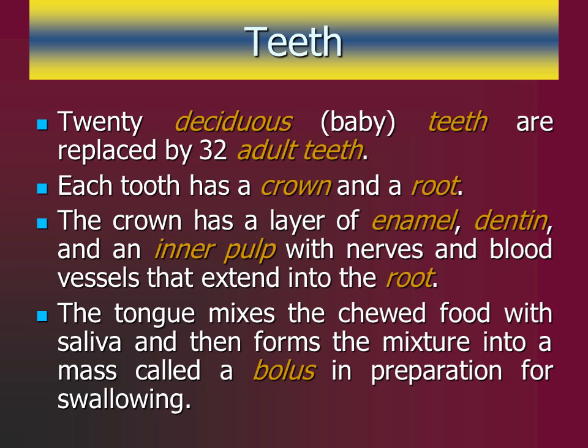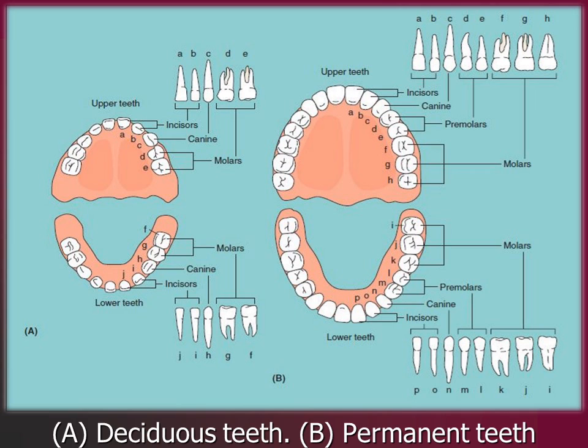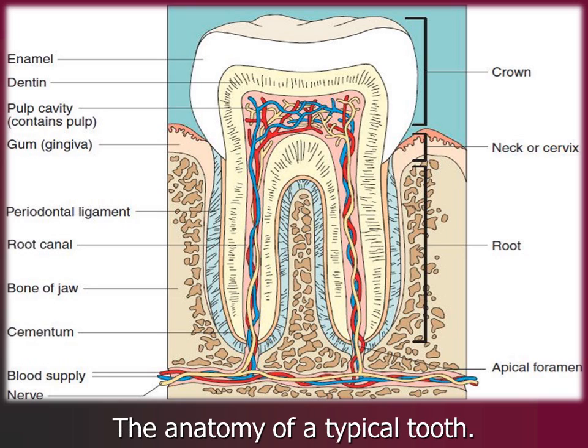Narrow extensions of the pulp cavity project into the root, called root canals. At the base of each root canal is an opening, the apical foramen, through which blood vessels and nerves enter the tooth and become part of the pulp. The dentin of the root is covered with another substance called cementum, which attaches the root to the periodontal ligament. In Figure A, you can see the deciduous teeth, and Figure B is the permanent teeth. As you can see, this is the anatomy of a typical tooth.